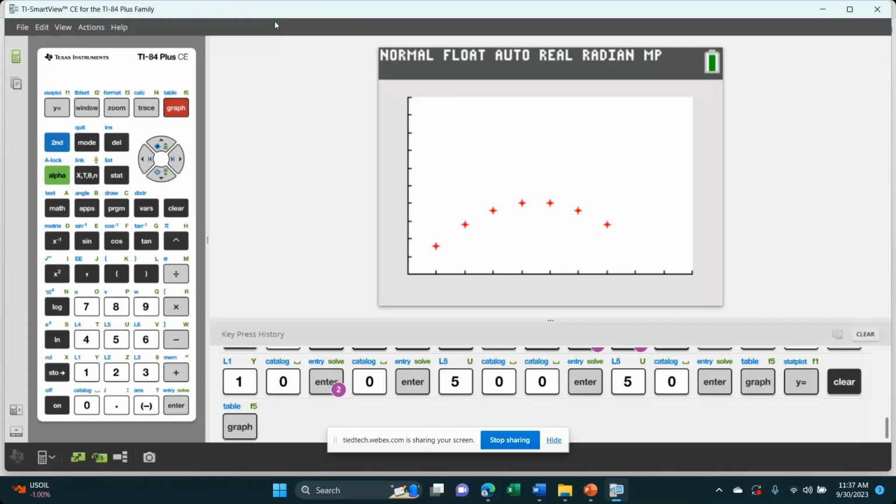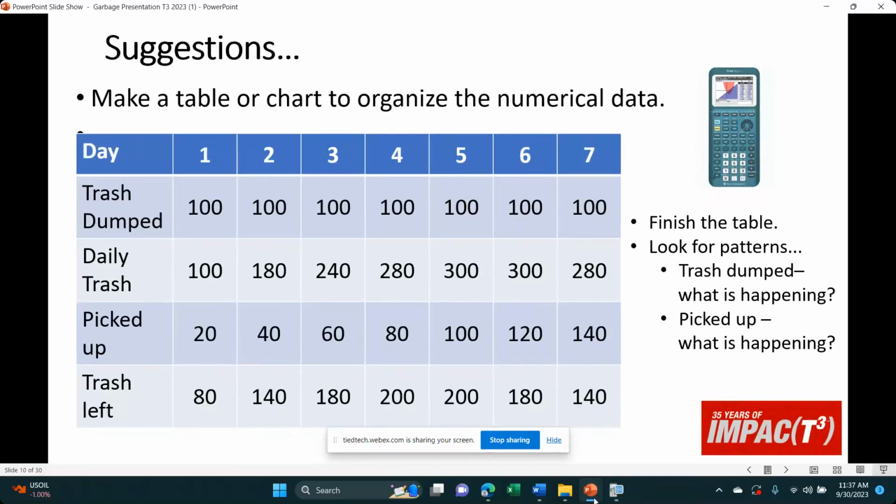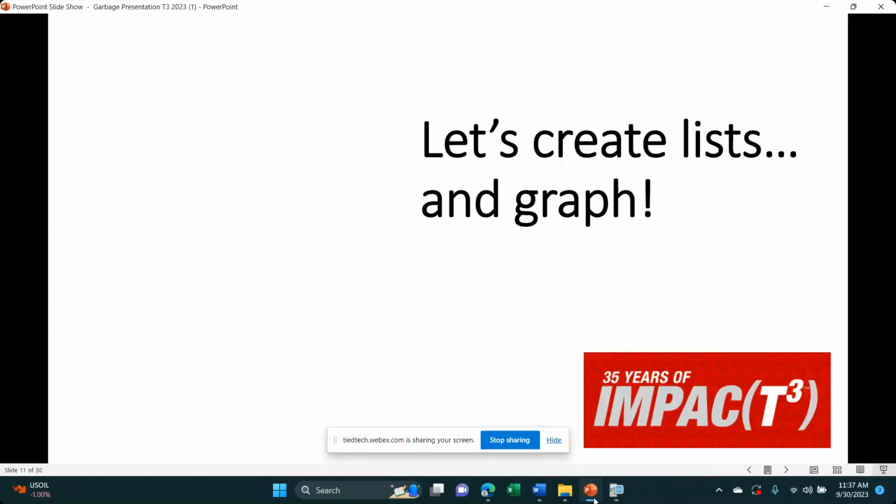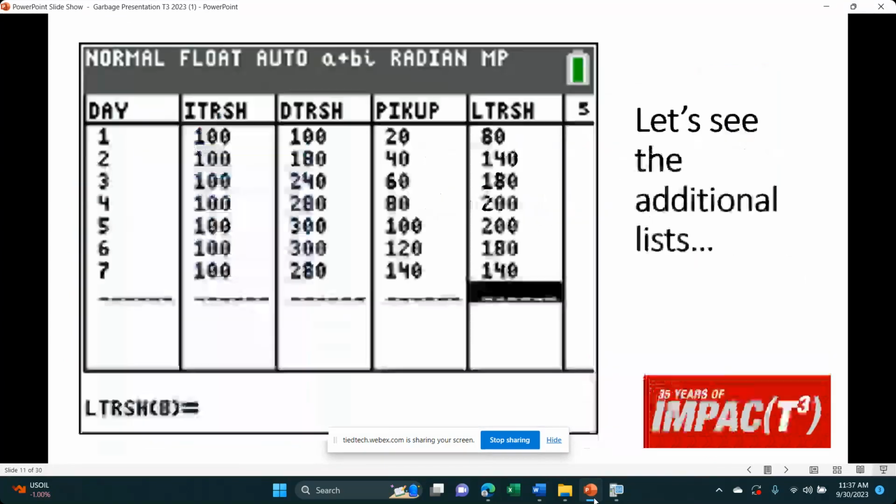So at this point, maybe we want to look at some of the other scenarios. I will move to the presentation, and looking at the table there, we see that Debbie included other columns or other rows here than what we included in our list. So we've looked at the graph of that one.